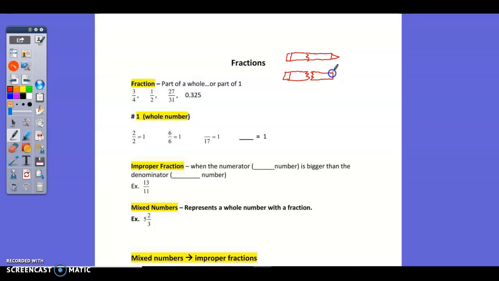we now have a part of a whole. So this would be part of a pencil, and this would be the other part of a pencil. All right, so this would be one whole pencil, this would be half a pencil, that would be half a pencil. So basically that's what a fraction is. It's a part of a whole.